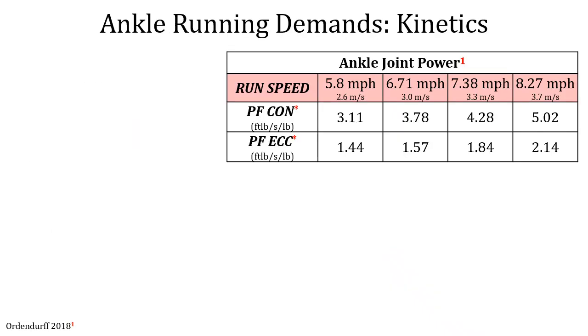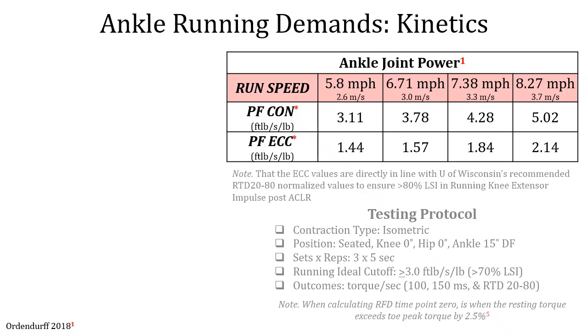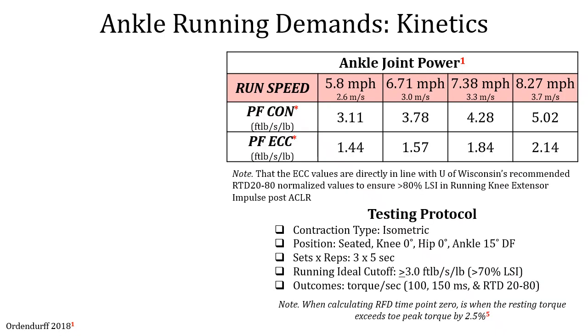So when we look at the ankle joint power and the rate of torque development of the plantar flexors, they are working much more intensely in their concentric action than they are in their eccentric. Specifically, just over a twofold increase concentrically than eccentrically, even though they do have that eccentric role. The testing protocol would be isometric, seated or supine, as shown historically. Ankle slightly dorsiflexed into 15 degrees. You can see the cutoffs there of what we would want. Running ideal cutoff would be greater than 3.0 foot-pounds per second per pound of body weight, as shown above, and this would be in the concentric fashion.